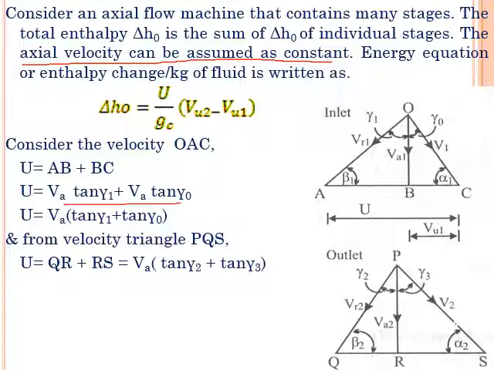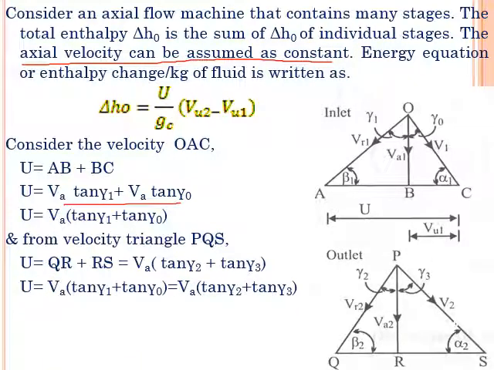Now I want to measure the distance of QR. QR is equal to V of A tan gamma 2. Similarly, tan gamma 3 is equal to the ratio of RS by V of A. So the distance of RS is equal to V of A tan gamma 3. That means the total length of QS, which is equal to U, is V of A tan gamma 2 plus V of A tan gamma 3. Once again, axial flow is constant, so take it outside: tan gamma 2 plus tan gamma 3.